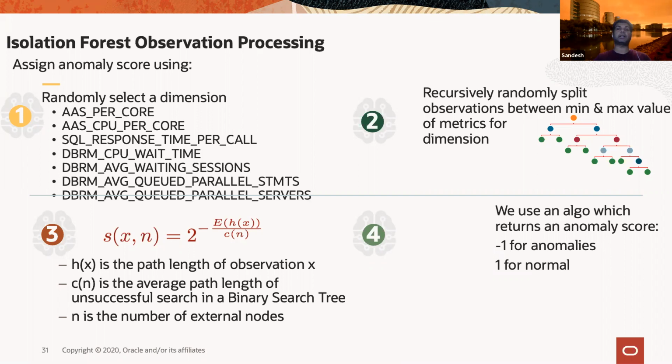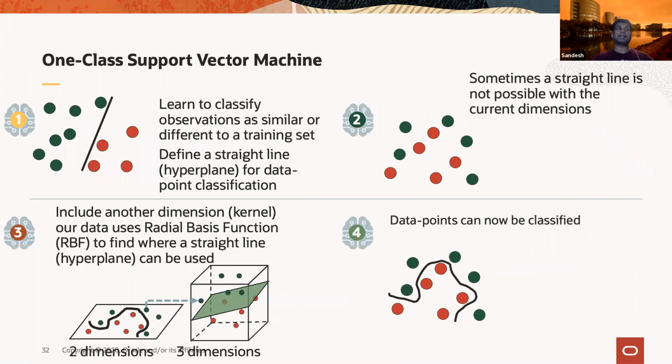Whenever something is detected as an anomaly, we automatically take an AWR, an ASH report of that particular session to flag it so that somebody can take a look at it and tell if it is good or bad. One-class SVM is another method that's also used to look at a training set. One thing I wanted to cover here is there's something called an RBF, or a radial basis function. This is something that is constantly used to find if your data is in a straight line, or what they call a hyperplane, and if that can be used or not.